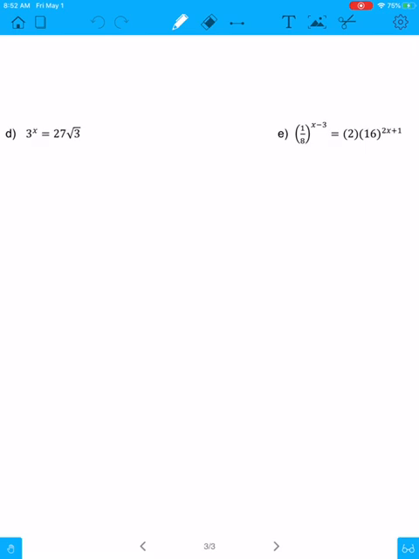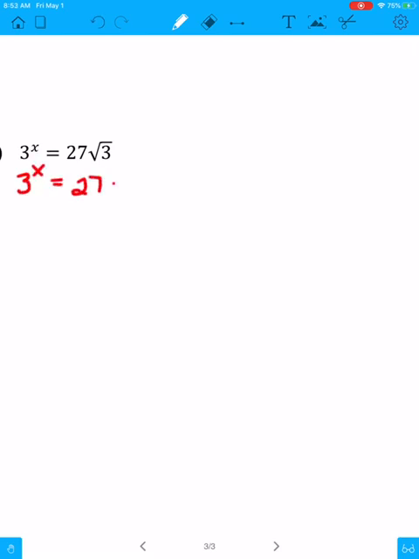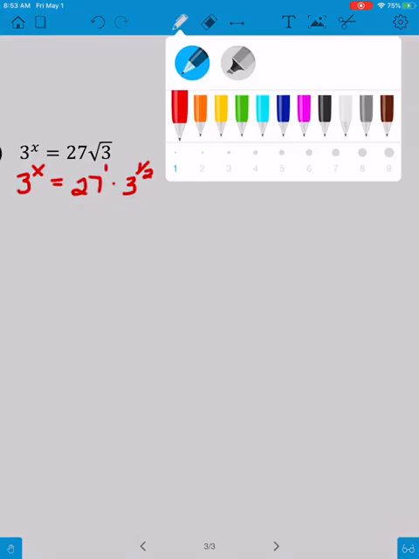All right. So the first thing I would do here is I'm going to go 3 to the power of x equals 27 times 3 to the power of a half. Whenever I have that radical, that square root function, I'm going to turn it to a half. Now I can't multiply the 27 by the 3 because it's to the power of a half. I can't divide the 27 over to the 3 to the x because it's to the power of x. So I'm going to put it to the power of 1. Now I can make them all be base 3.